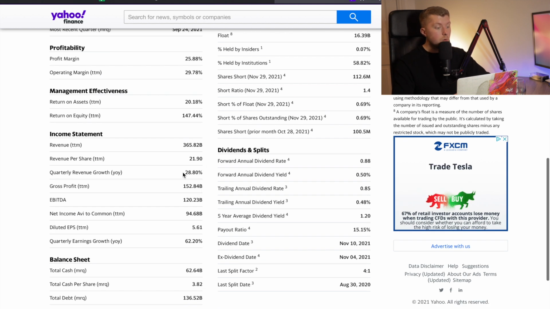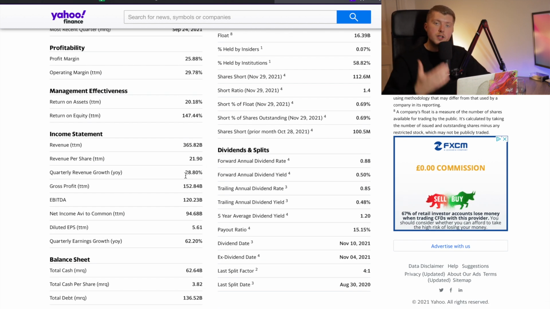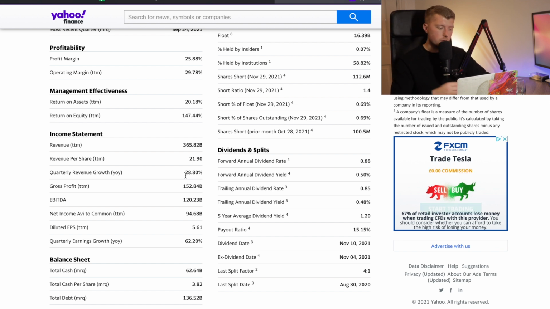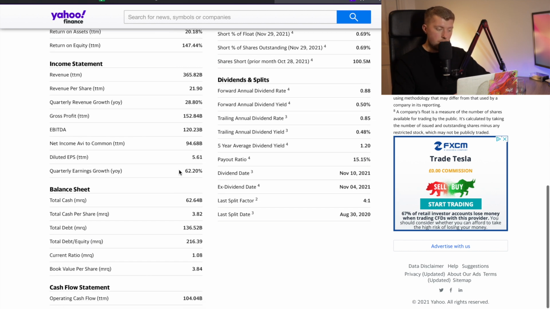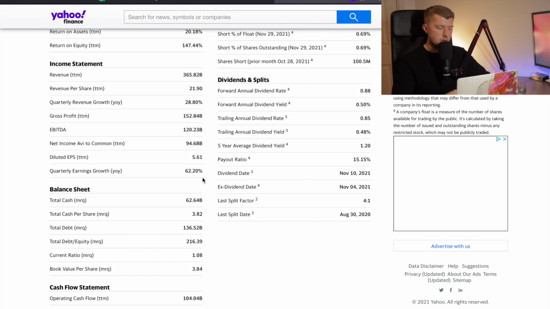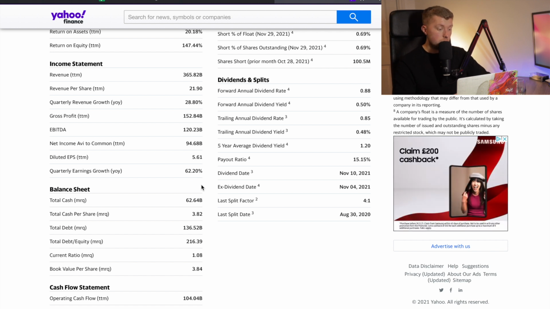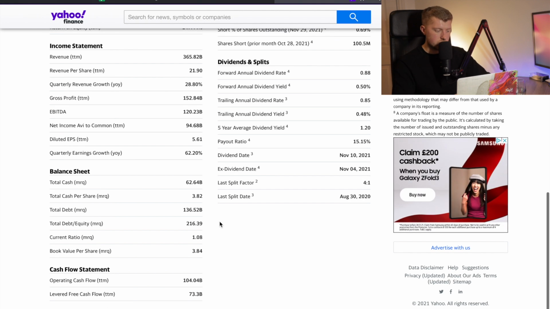Then you've got revenue, quarterly revenue growth rates. Again, if you're looking to invest into growth stocks, obviously you want to see huge growth rates quarter on quarter. Apple very much performing well at 28.8%, which is just huge. Earnings growth rates, again, very important for those of you who are looking to invest in stocks which you're hoping will grow in value over time. 62.2% growth for Apple over the course of the past quarter.